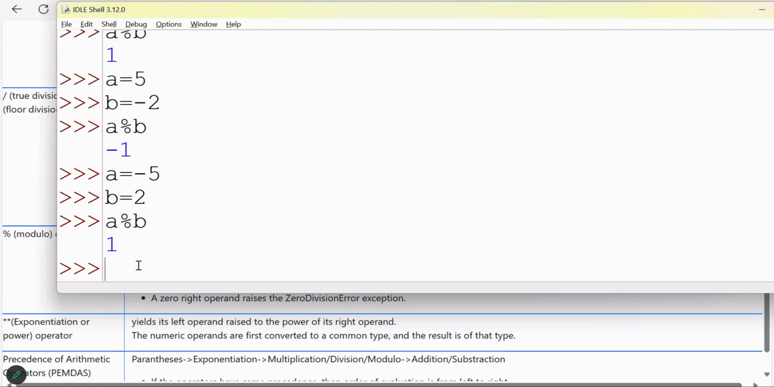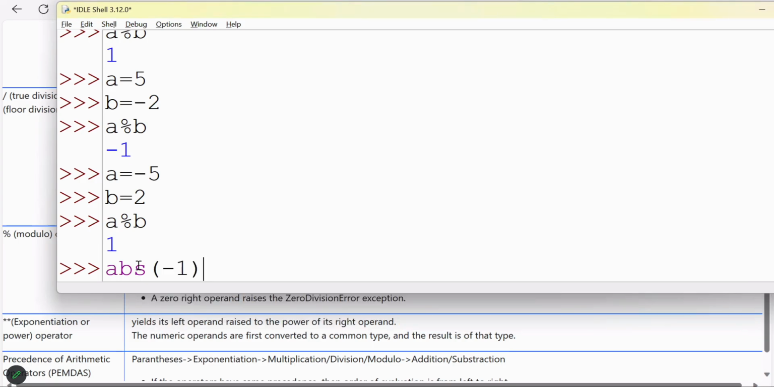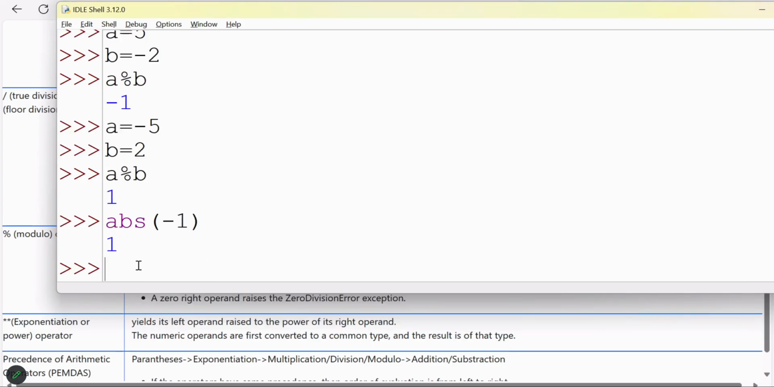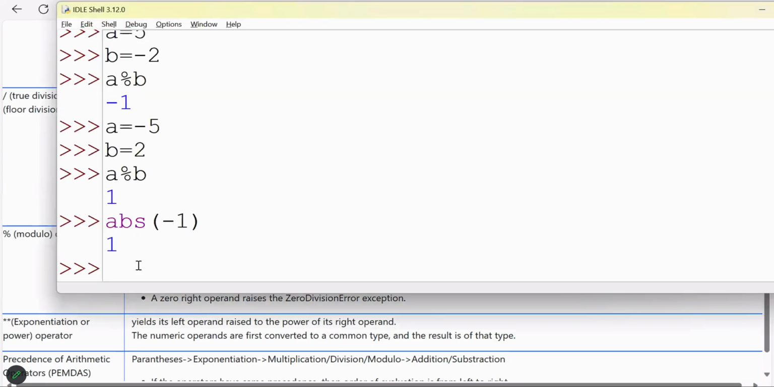So what is the absolute value? Absolute value is the magnitude. ABS is again a built-in function. It will give the absolute value of any number. So ABS of minus 1 is 1. So whatever result comes, its absolute value will be smaller than the absolute value of the second operand.